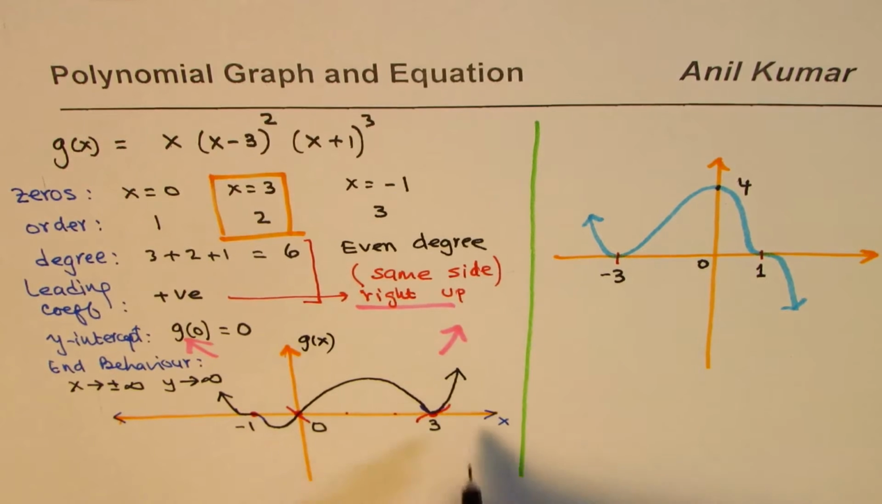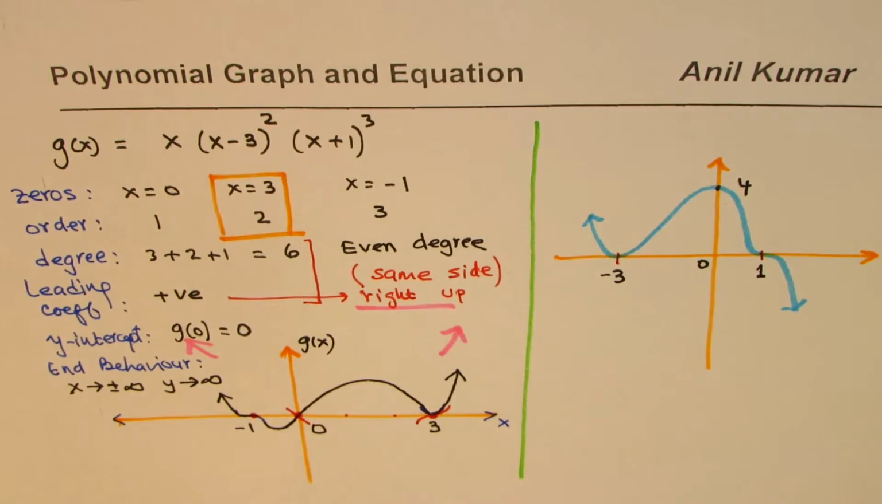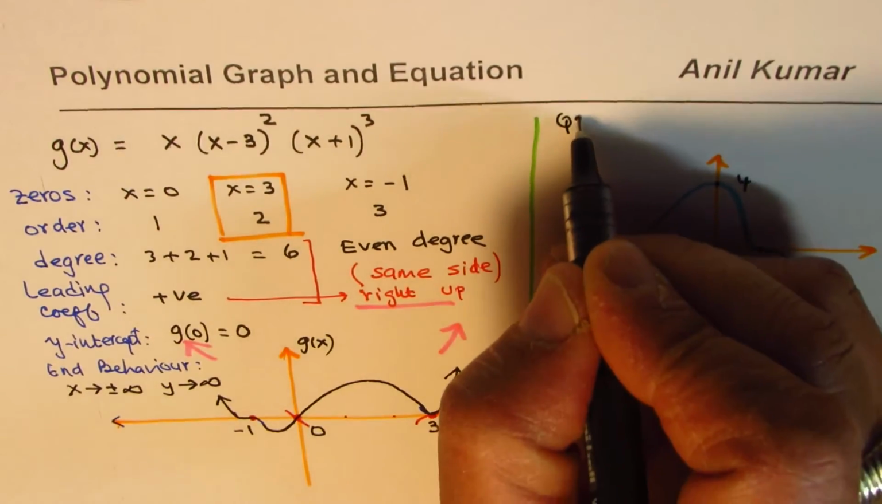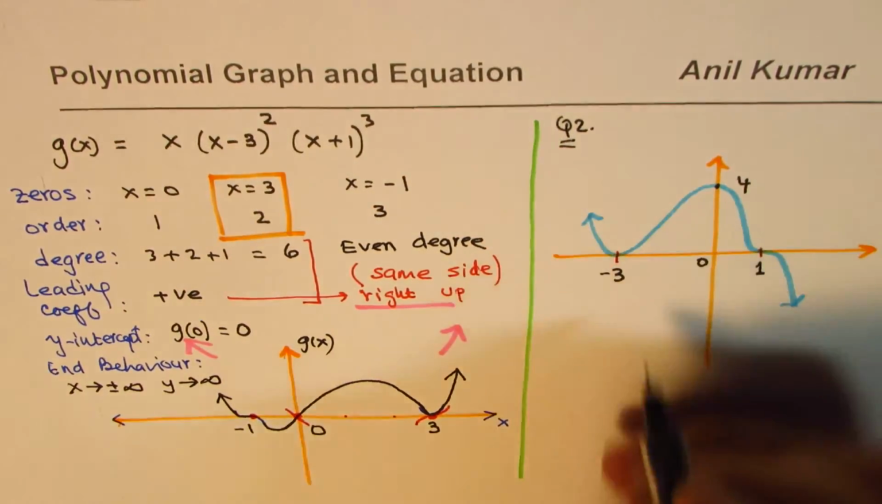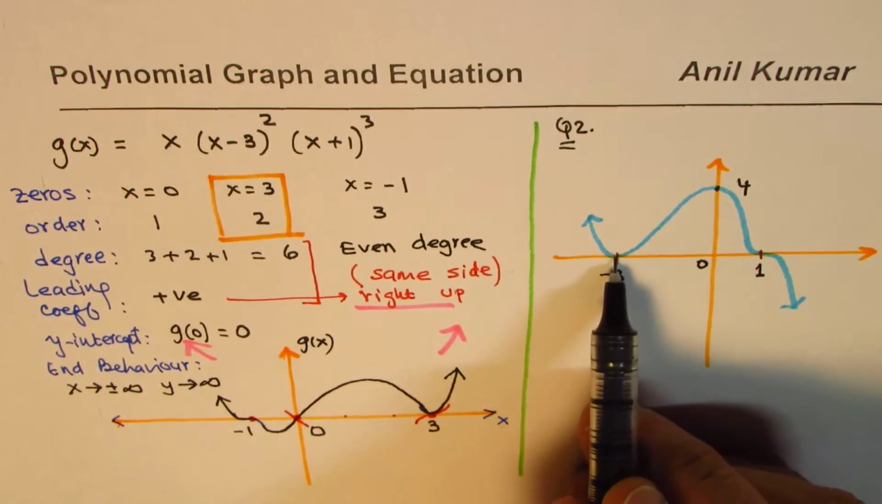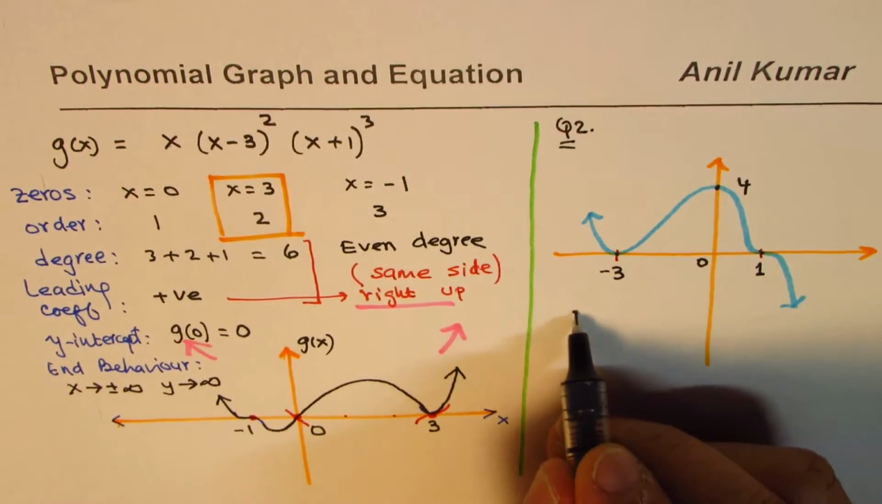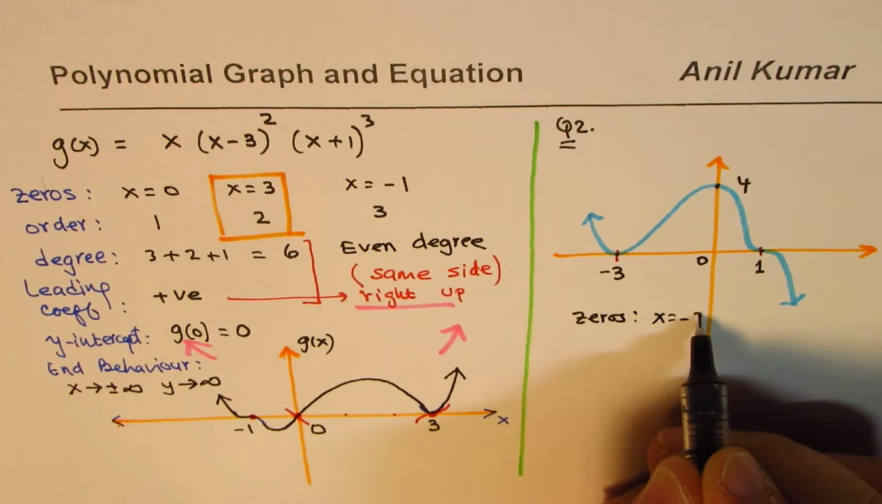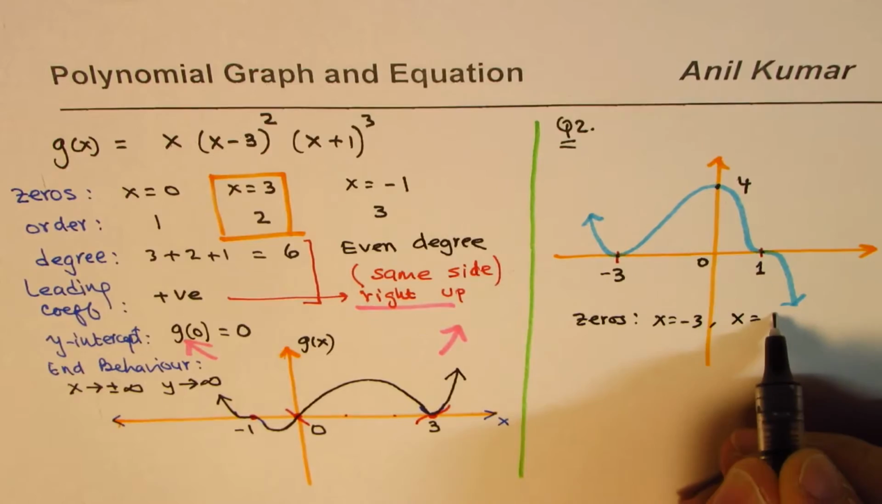Do you see that? So that is how you could draw or sketch the graph of a polynomial from the given equation, right? I hope that's absolutely clear. Now let's get back to the second question. In the second question, we are already given a graph. We have to write down the equation. Since we know the zeros, we can say there are 2 zeros here. So we have zeros at x equals -3 and at x equals 1.